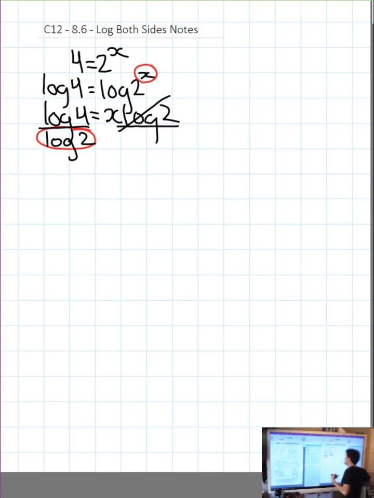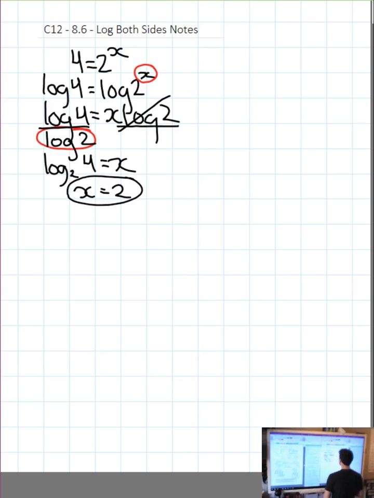So now I can perform change of base. Rule number 3 on your formula sheet. We walked through it in 8.3. So I have log base 2 of 4 equals x. Now what power do I have to raise 2 to equal 4? 2. So x equals 2.